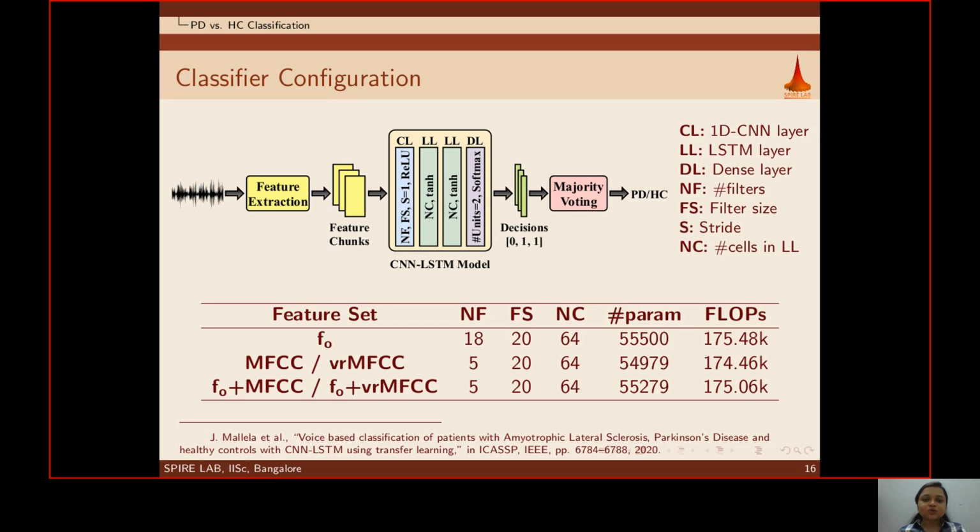Here the bottom table shows the tuned architecture parameter values for all feature sets. In all cases, we maintain similar classifier complexity in terms of the number of parameters present in the network and the number of floating point operations or FLOPs needed by the network.